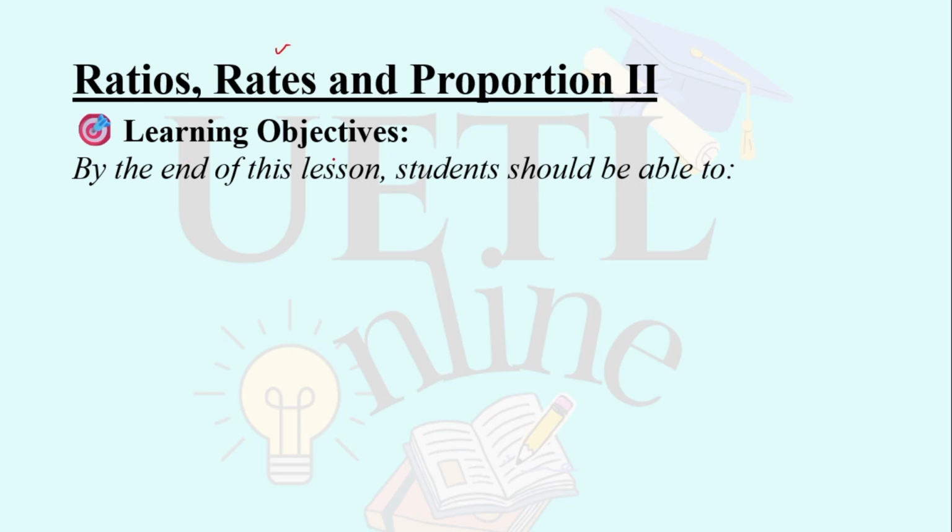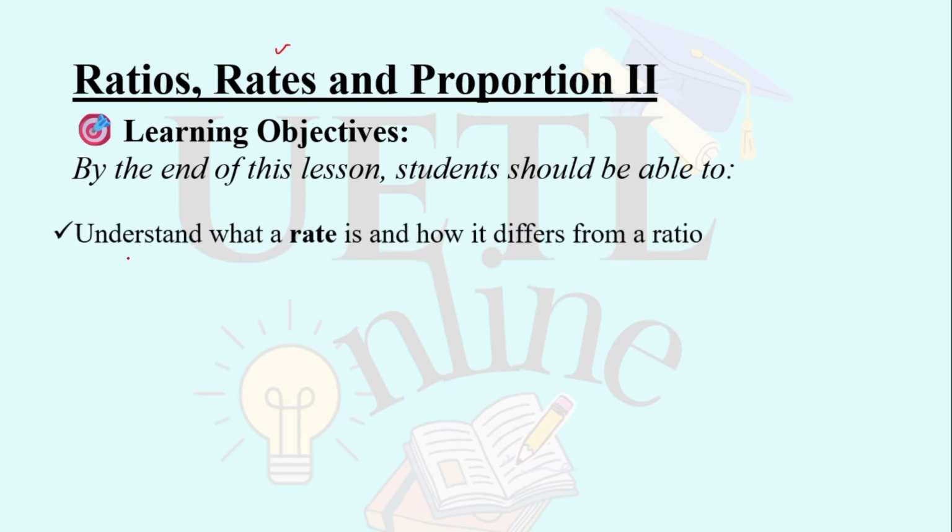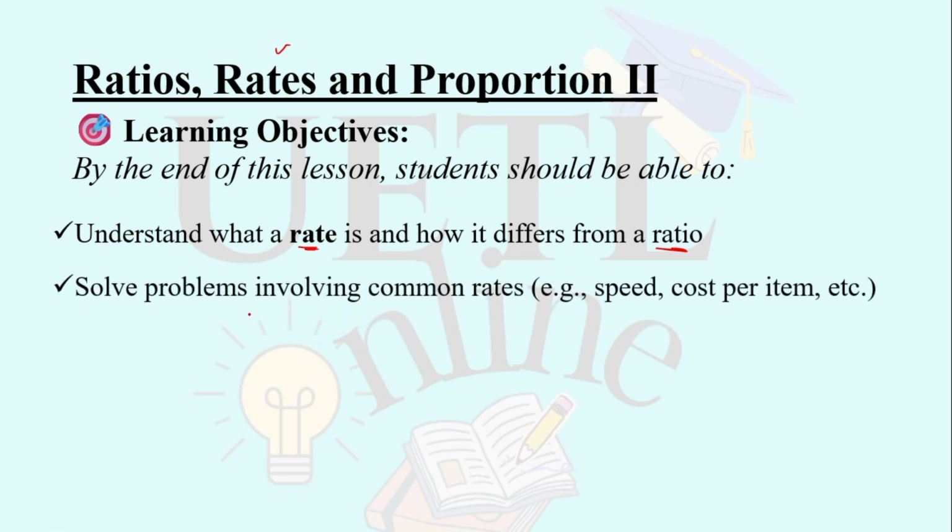Our objectives for this lesson are that when it ends, you should be able to do the following. You have to understand what a rate is and how it differs from a ratio. We talked about a ratio, so we have to understand the rate and know the difference between the two. Next, we have to solve problems which involve common rates, for example, speed, cost per item, and many other rates you can think of.